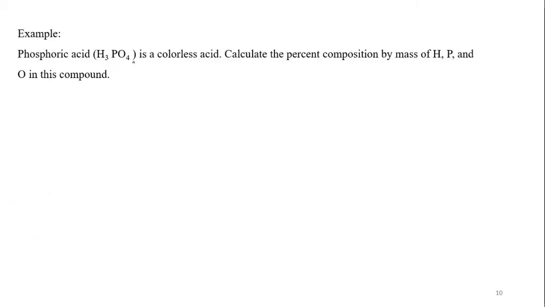Phosphoric acid, H3PO4, is a colorless acid. Calculate the percent composition by mass of hydrogen, phosphorus, and oxygen in this compound. First, I need to know the molecular mass of phosphoric acid.